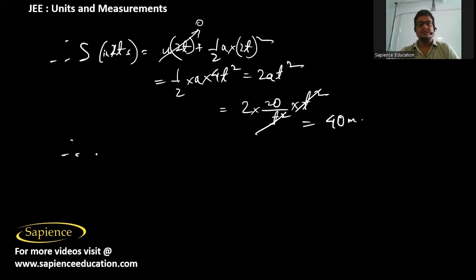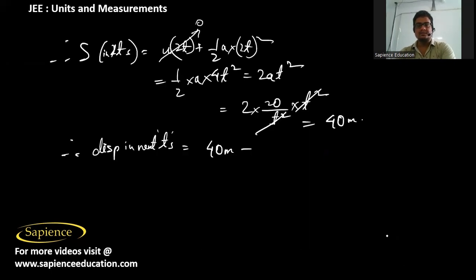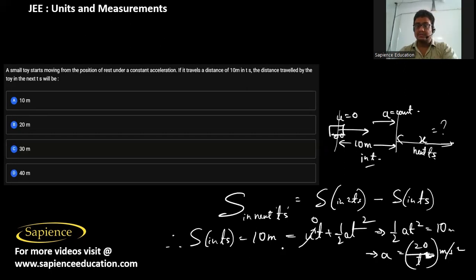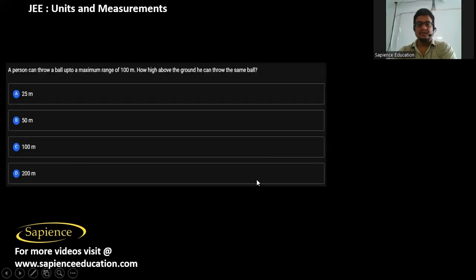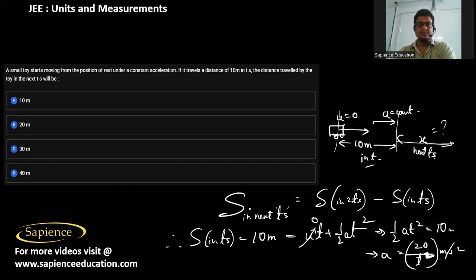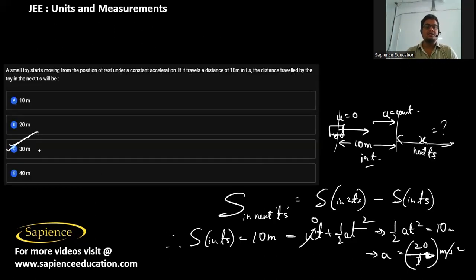So therefore the displacement in the next t seconds is equal to 40 meter minus 10 meter, that is equal to 30 meters. So 30 meters is the correct answer. Option C is the correct answer.